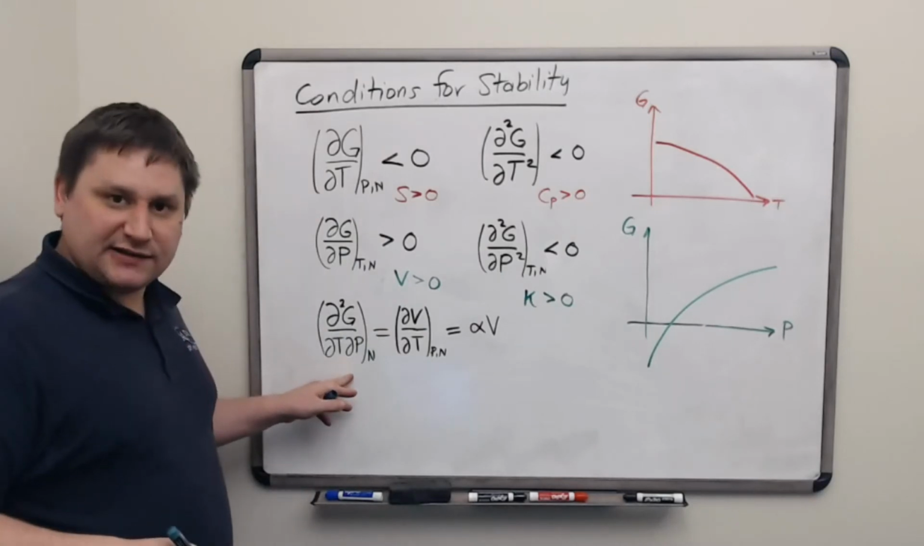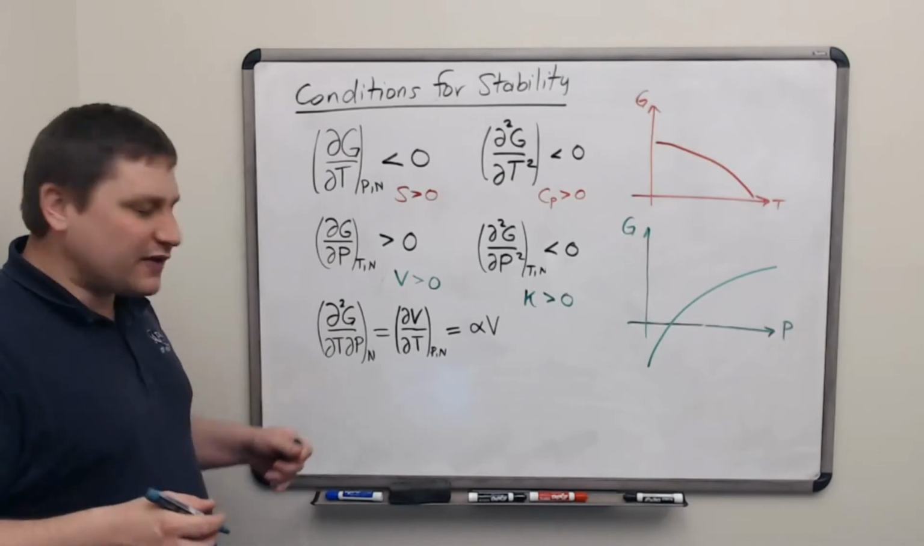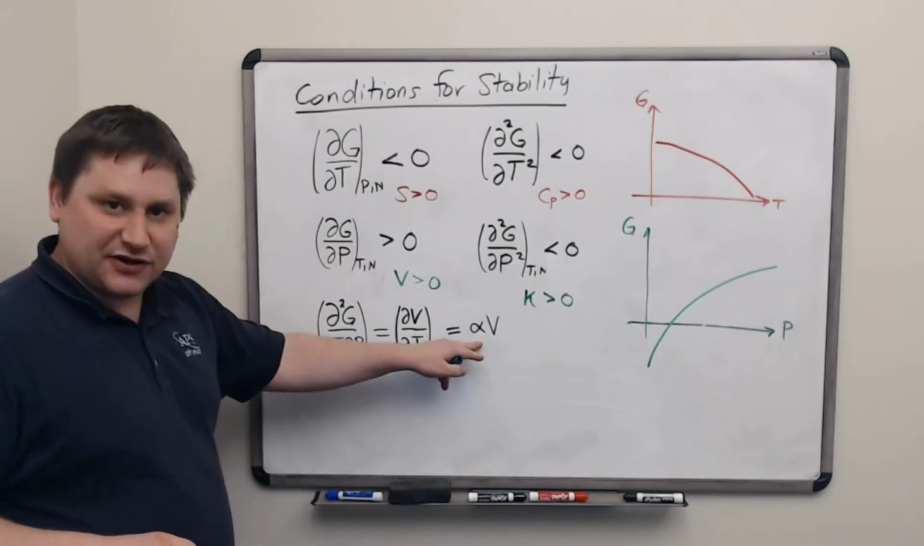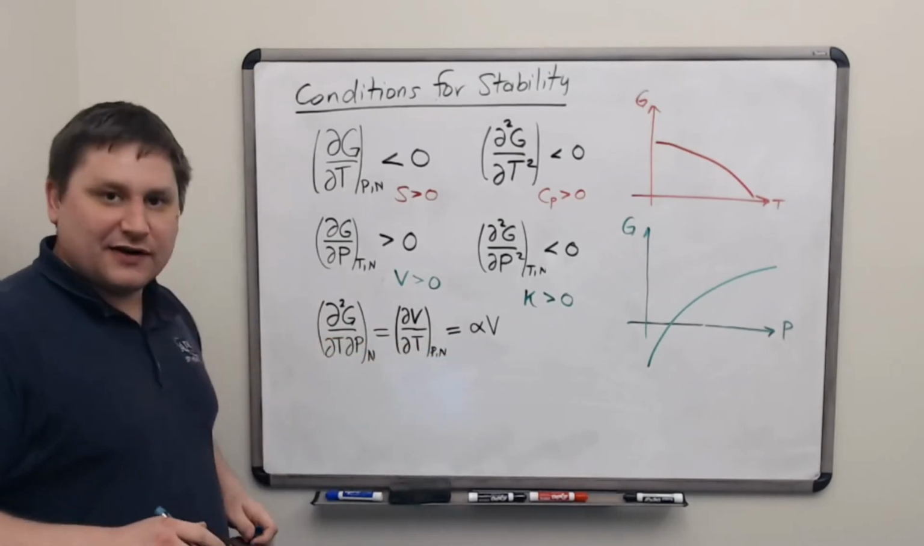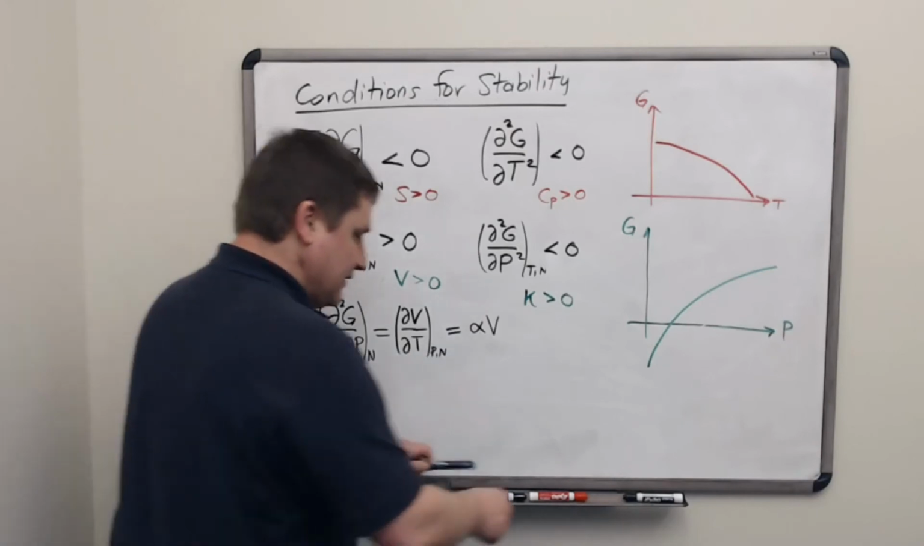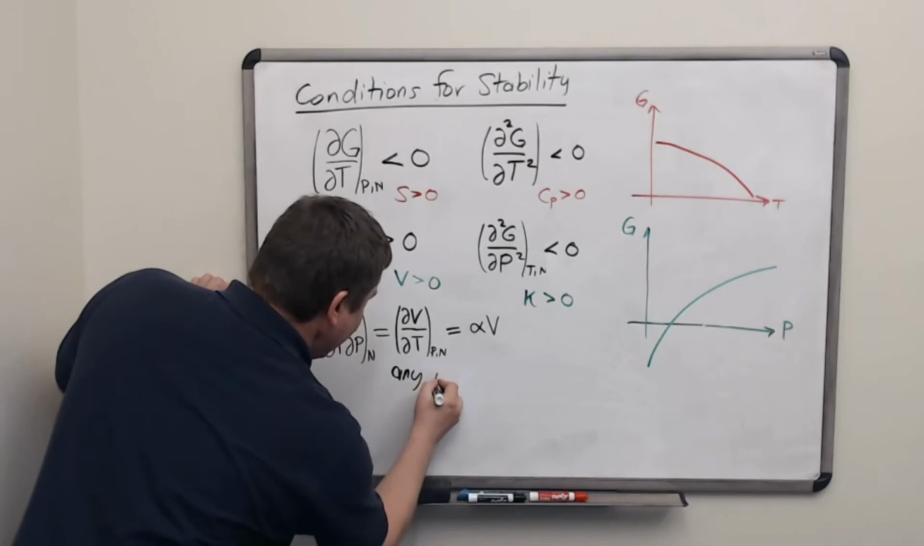Finally, if we look at the mixed derivative, first with respect to pressure and then with respect to temperature, or the other way around, we see this is related to the coefficient of thermal expansion. And this second derivative doesn't have any specific constraint on its sign. So this is allowed to have any sign.